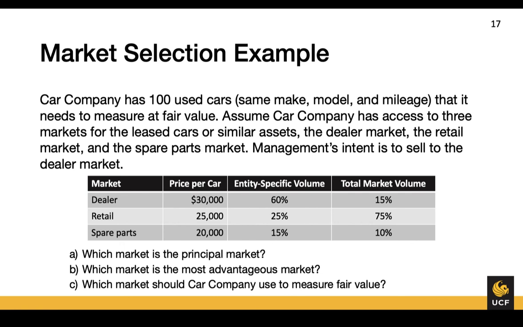So now, in part C, it says, which market should car company use to measure fair value? Now, here's where it gets a little bit confusing, because their intent is to sell it into the dealer market, and the dealer market is going to give them the best value. So it's tempting to use that one as our fair value measurement. However, our fair value rules say that if you can identify the principal market, you need to use that. And our principal market was the retail market. So we're going to use the retail market and value each of these cars at $25,000 for fair value accounting purposes.